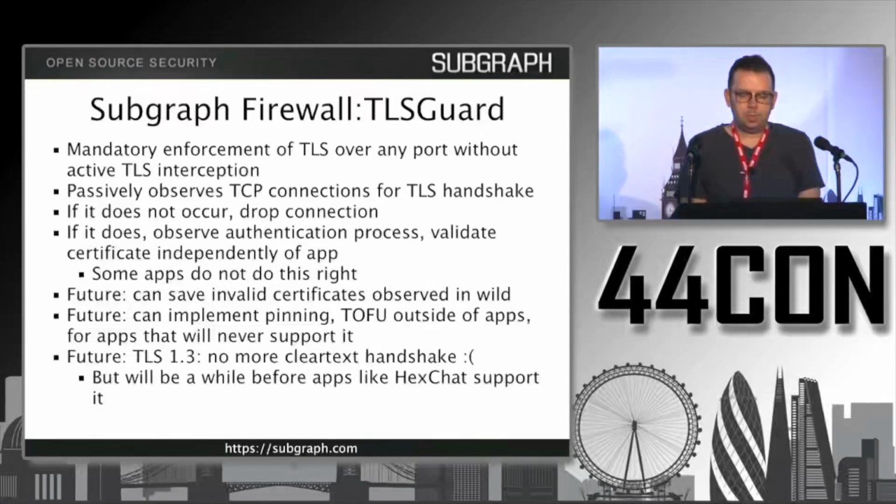Unfortunately, TLS 1.3 means no more clear text handshake, and that's coming. So we're going to lose, at least we think for now, some ability to do some of these things, but we will still be able to detect if it's TLS or not in the first place for any application over any port, and still enforce mandatory TLS. We just may not be able to do, at least not passively, this kind of certificate stuff that we do. But it's going to be a while before random apps support TLS 1.3. Browsers already do, but random apps won't for a long time, so we can still benefit from some of these neat features.